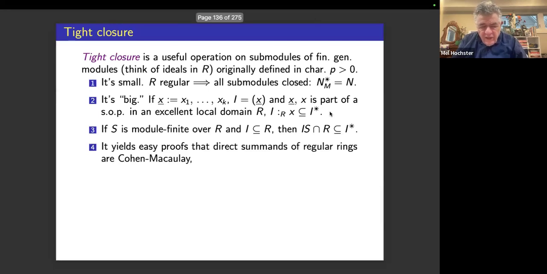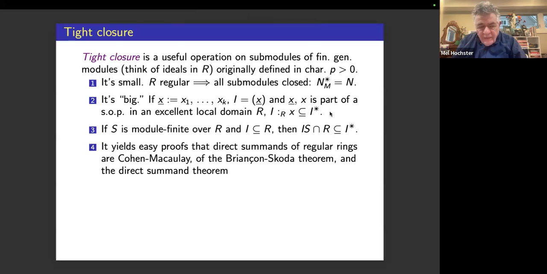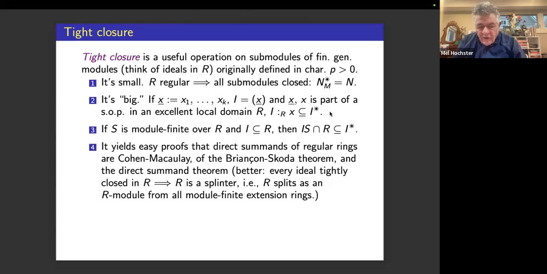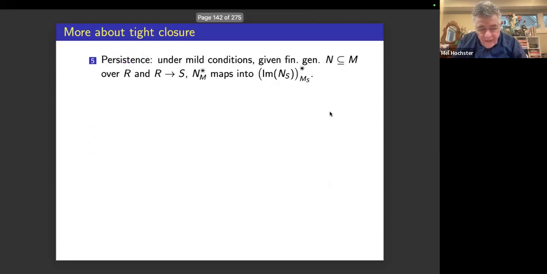And tight closure yields easy proofs that direct summands of regular rings are Cohen-Macaulay, of the Briançon-Skoda theorem, and of the direct summand theorem, that every regular ring is a direct summand of every module finite extension. And in fact, something better: every ideal tightly closed in R implies R is a splinter, which means R splits as an R-module from all module finite extension rings. That's the definition of splinter. And so regular rings are splinters. That's the direct summand theorem, which has only recently been proved in mixed characteristic.